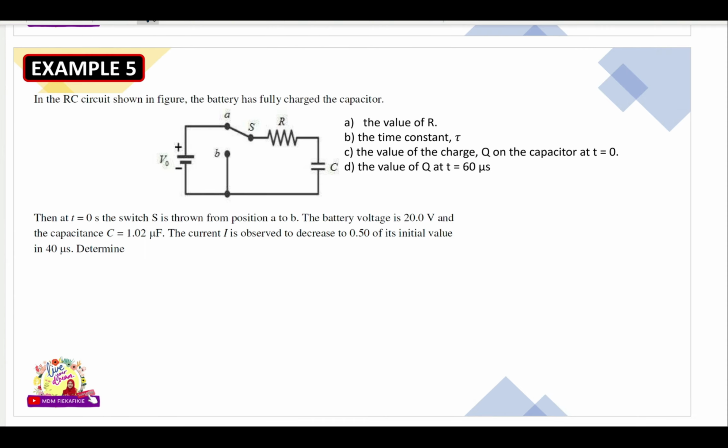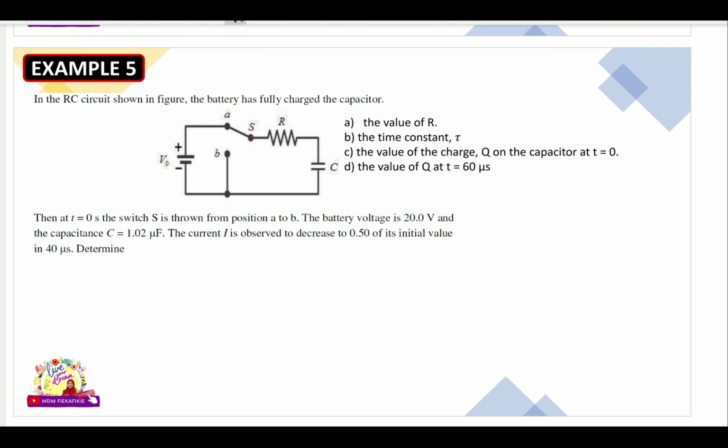Alright, now the last question. So here we have the RC circuit. The battery has fully charged the capacitor. So this is the battery, and the battery has fully charged this capacitor. So given that at t is equal to 0 second, the switch S is thrown from position A to B. So this is discharging process.